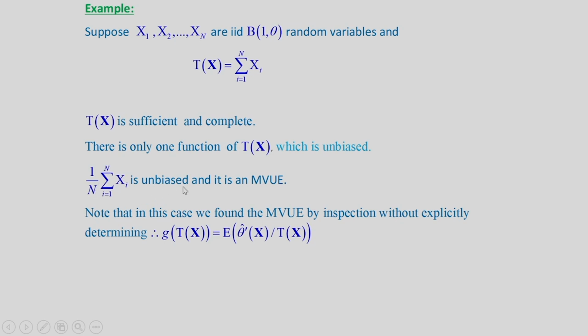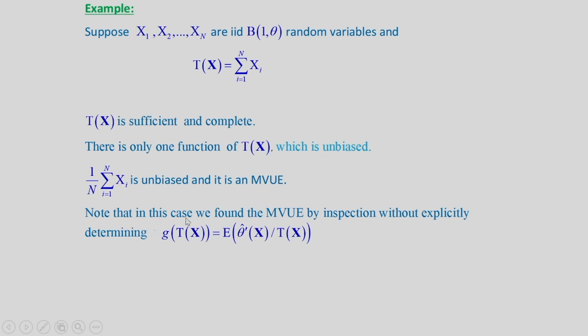Therefore, this is unbiased, and I know that according to the Lehmann-Scheffé theorem there is only one unbiased estimator which is a function of the complete statistic. Therefore, this estimator must be an MVUE. So, that way we see how the completeness has helped us to find out the MVUE.